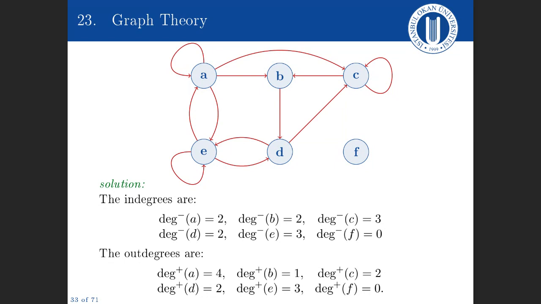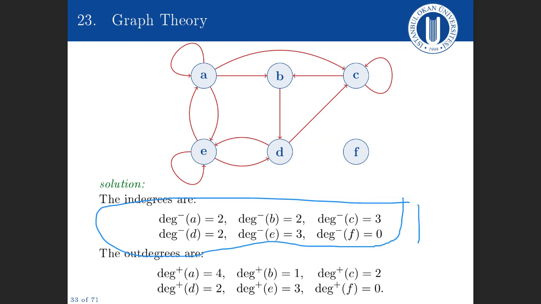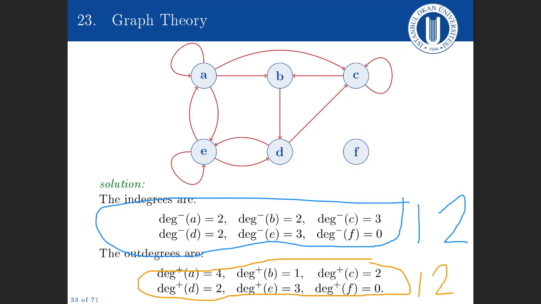What do we get if we add these numbers together? First of all, 2 plus 2 plus 2 plus 3 plus 3 is 12. And if we add the out degrees together, 4 plus 1 plus 2 plus 2 plus 3 is also 12. And that is the number of edges in this graph.